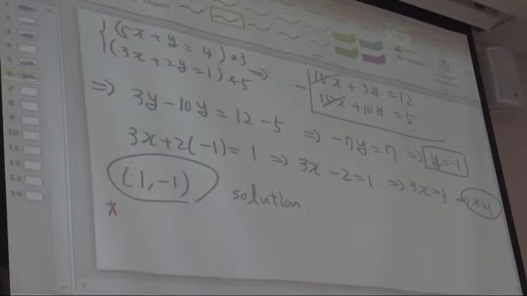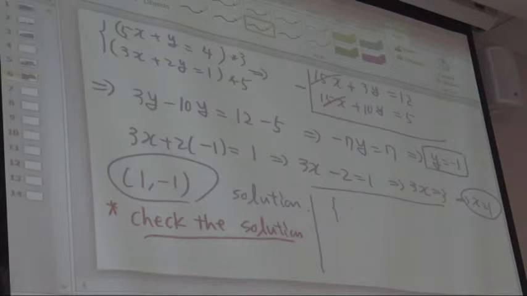Now the last step: check the solution. I'm sure that in most cases your solution satisfies both equations, but it may not. If you made some algebra mistake, then you get the wrong solution, obviously. So the check means plugging into the original equations. We have the original equations 5x plus y equals 4, and 3x plus 2y is equal to 1. So plug in 1 comma negative 1.